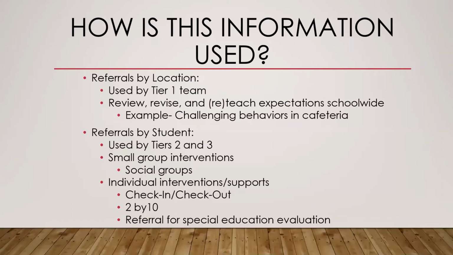How is this information being used? Referrals by location are often used by a Tier 1 team. They are used to review, revise, and reteach expectations school-wide related to specific locations. An example would be the challenging behaviors noted in the cafeteria. Referrals by student are often used by Tiers 2 and 3. They are used to determine small group interventions, such as social groups, and individual interventions and supports, such as check-in, check-out, 2x10, and referrals for special education. And that is Swiss Suite.